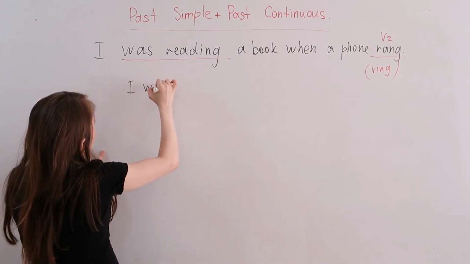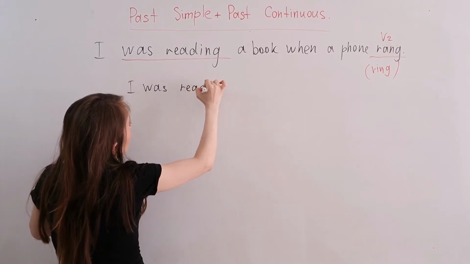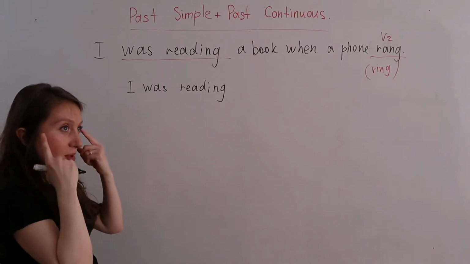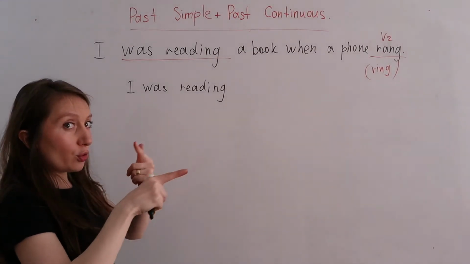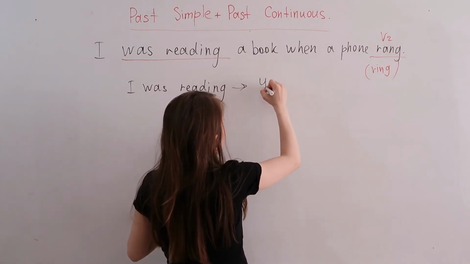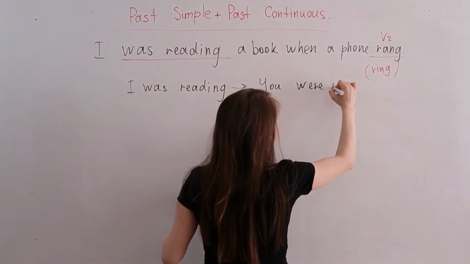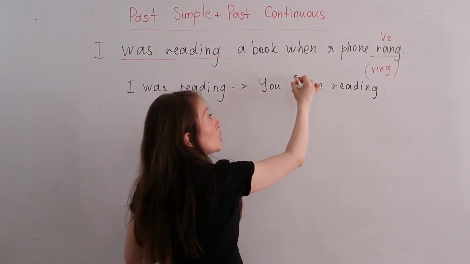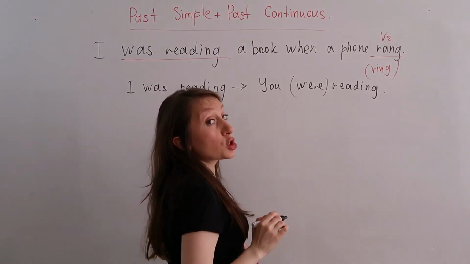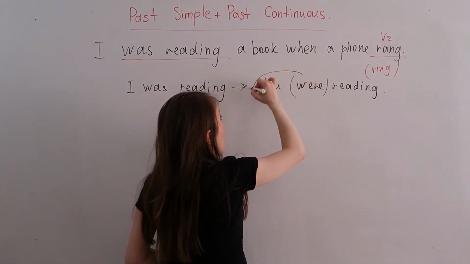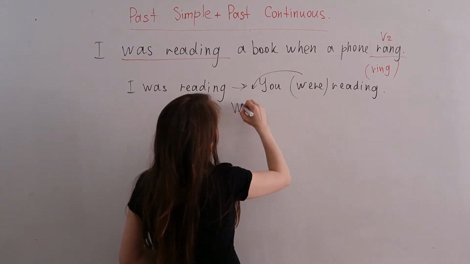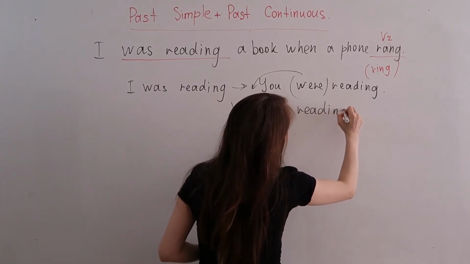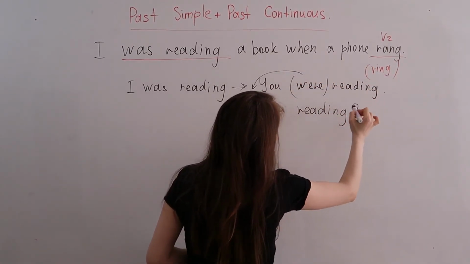I will teach you how to make a question. I was reading. We ask the question with the pronoun you. Imagine. So I was reading, it will be you were reading, right? You were reading. To make a question, you remember that the verb to be, was or were, jumps in the front of the sentence. So we have, were you reading? General question, when the phone rang.